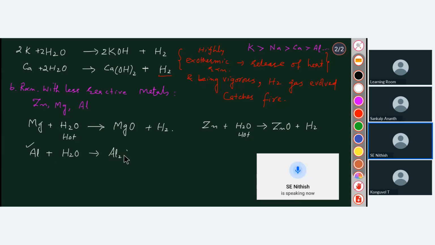And then, no sir, 2Al plus H2O gives 2Al. Do you remember that the valency of aluminium is 3? 2Al plus 3H2O gives Al2O3 plus 3H2. Exactly. So just write down this. Yes, sir. Done, sir.